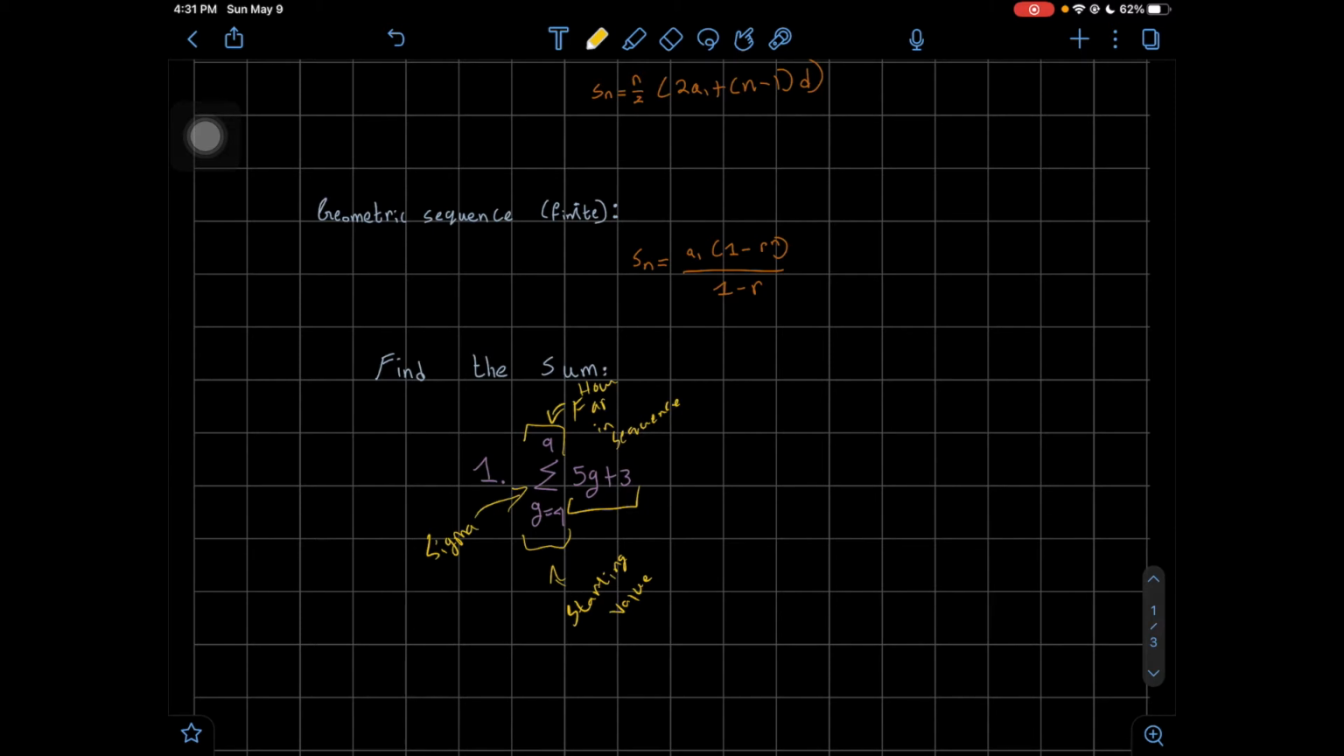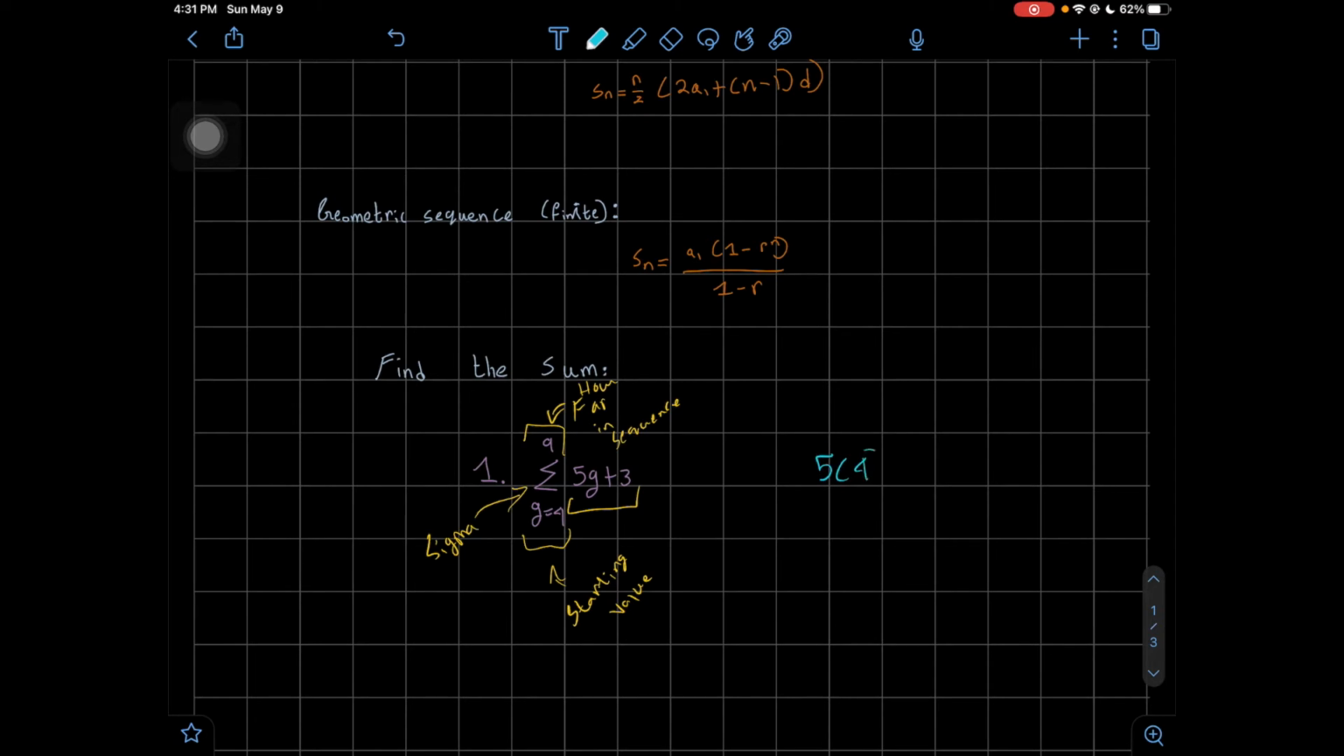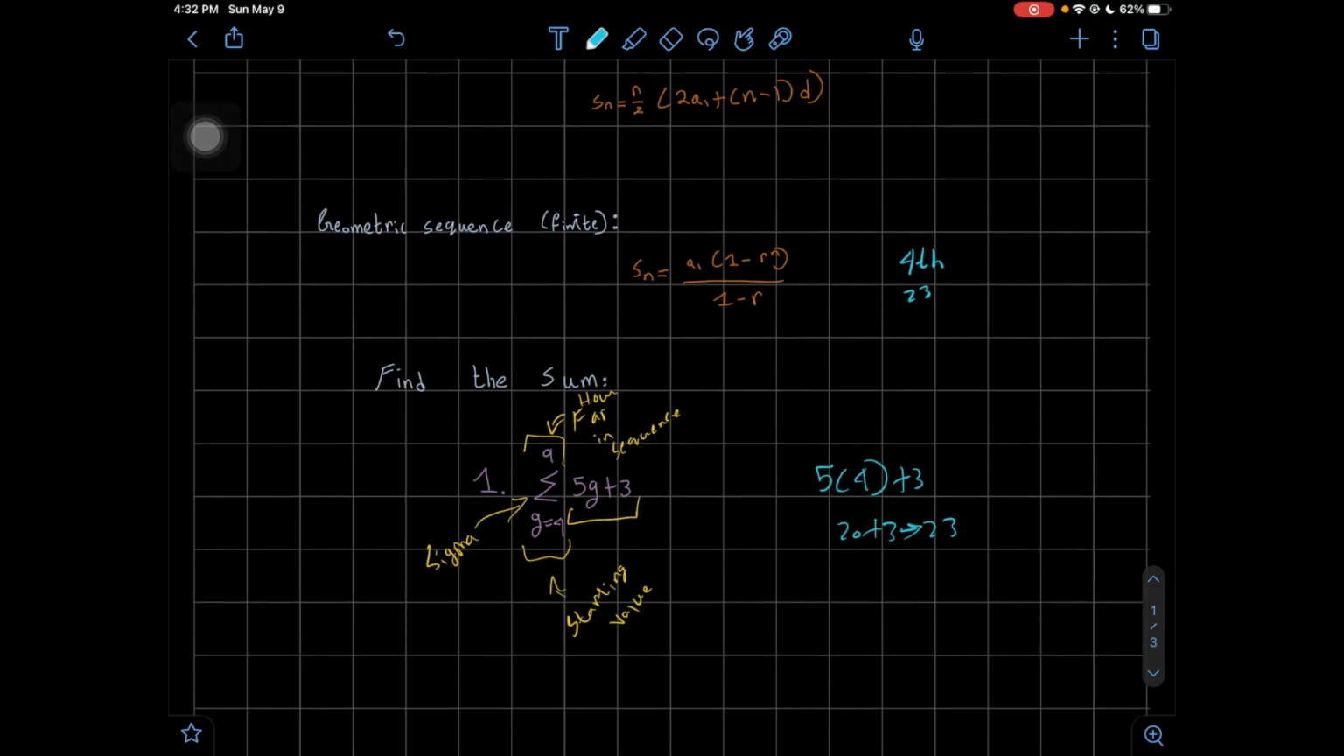Now, let's go ahead and do this problem. In this type of problem, we first take this bottom number, which says g equals 4, and we substitute that value into this equation. So we have 5 times 4 plus 3. 5 times 4 is 20, and 20 plus 3 is 23. So when g equals 4, it's 23. We need to get to the 9th term. This is our 4th term, so let's write this here: 4th term is 23. Now we need to get to 9, and then take the sum of all those numbers.